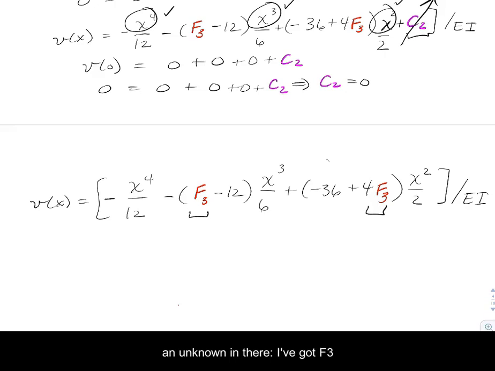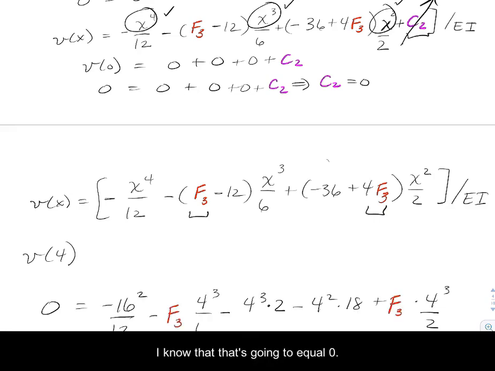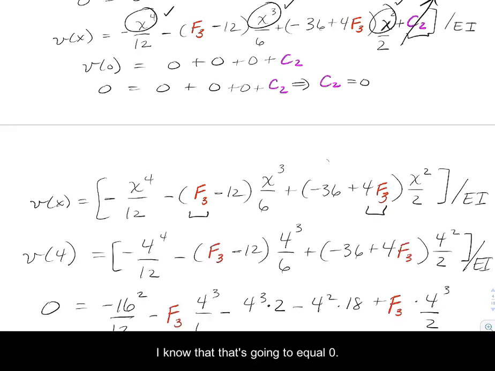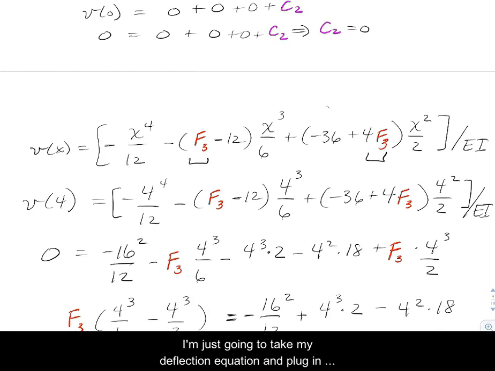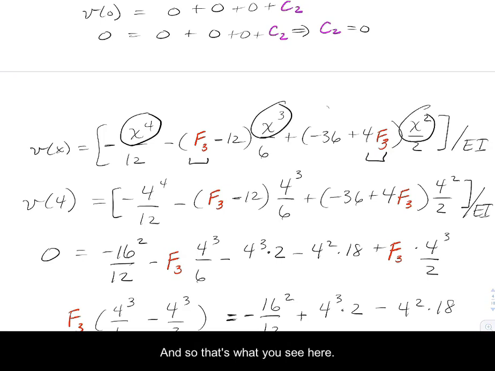I've got F3. But we would know that we have our third boundary condition. I know that v at 4 has a value. I know that that's going to equal 0. So if I reveal, I'm just going to take my deflection equation and plug in 4 for x. And so that's what you see here. And I know that v at 4 has to equal 0.